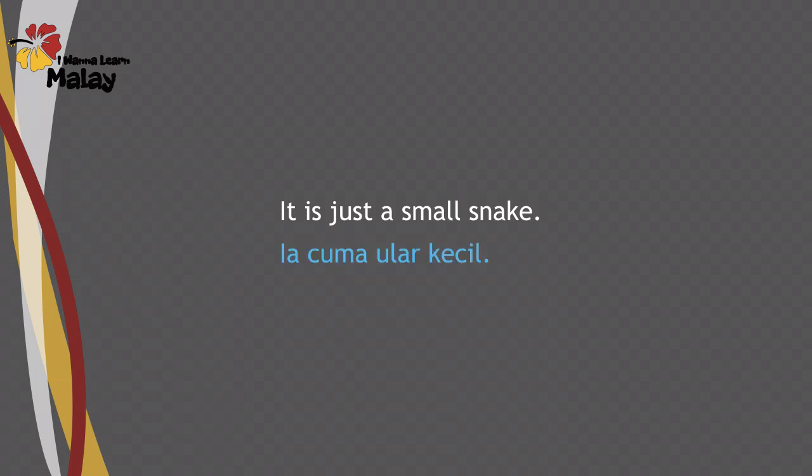Or if you want to say, it is just a small snake, how do you say this in Malay? So just here is cuma or hanya. Small snake would be ular kecil. Ia cuma ular kecil. Or a more casual way to say this in Malay would be ular kecil je. And as you can see, we omit the word ia here in reference to the word it for English.